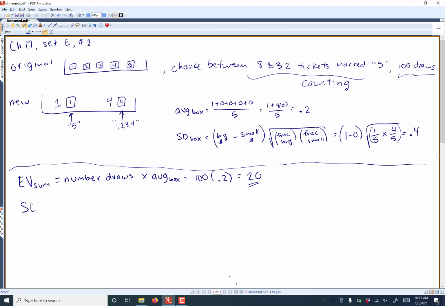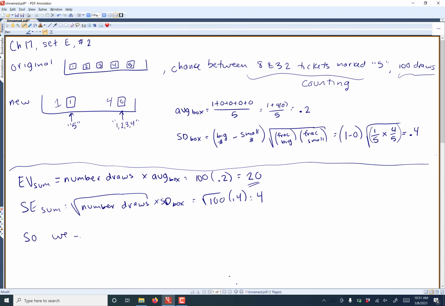Okay, now SE for your sum, well, that's going to be the square root of your number of draws times the SD of the box. So we'll do square root of 100 times the 0.4, which should give me, square root of 100 is 10, so that should give me about 4.